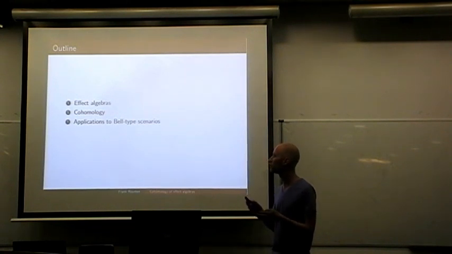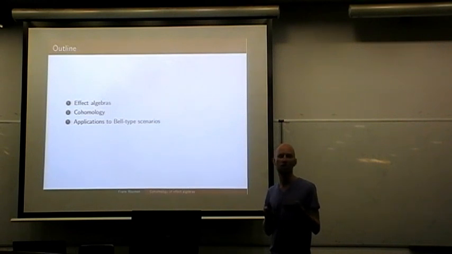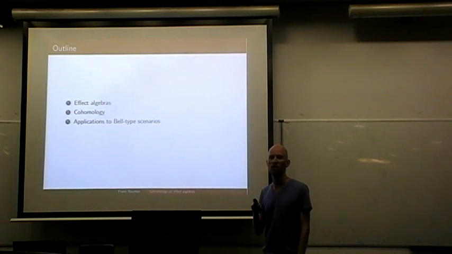So the outline is very simple. First I will say a few words about effect algebras. Then I will define their cohomology and look at some of the mathematical properties. And finally we will apply it to Bell-type scenarios.